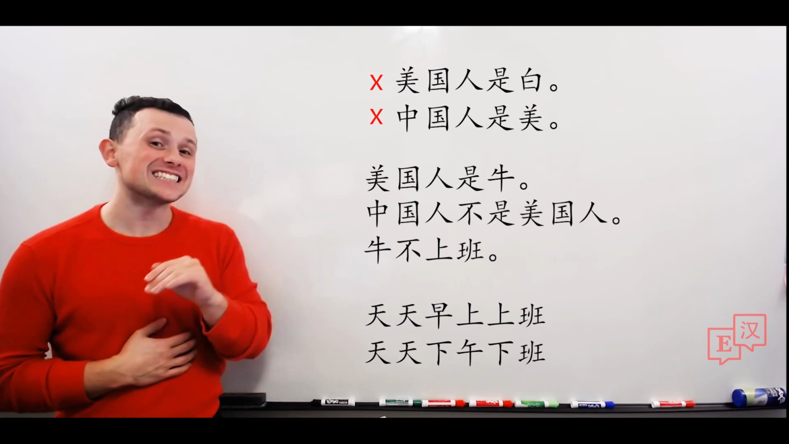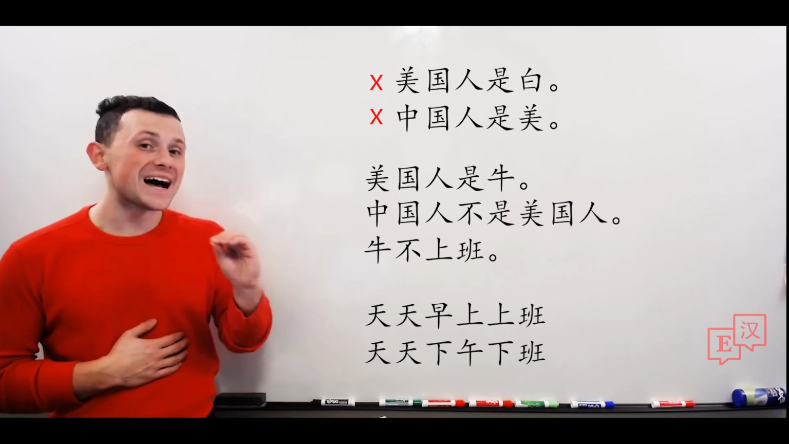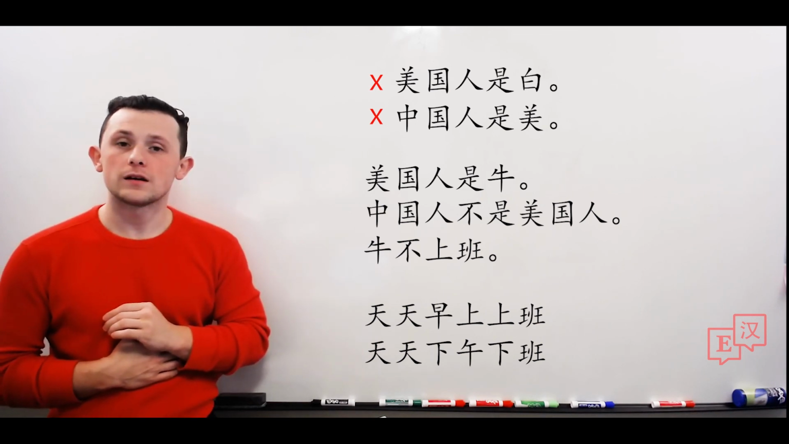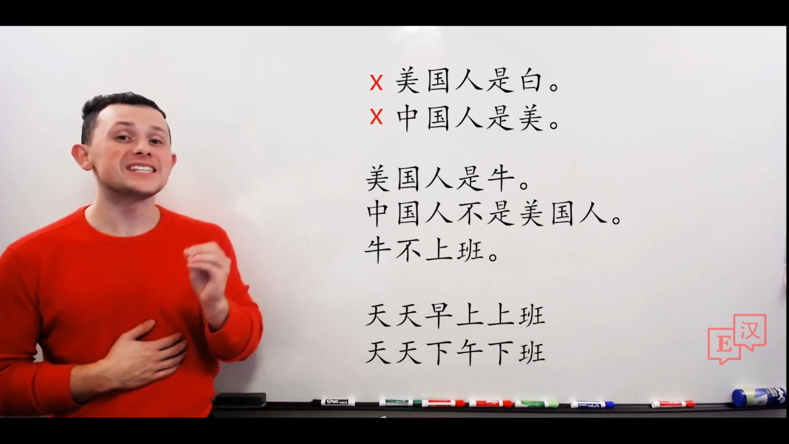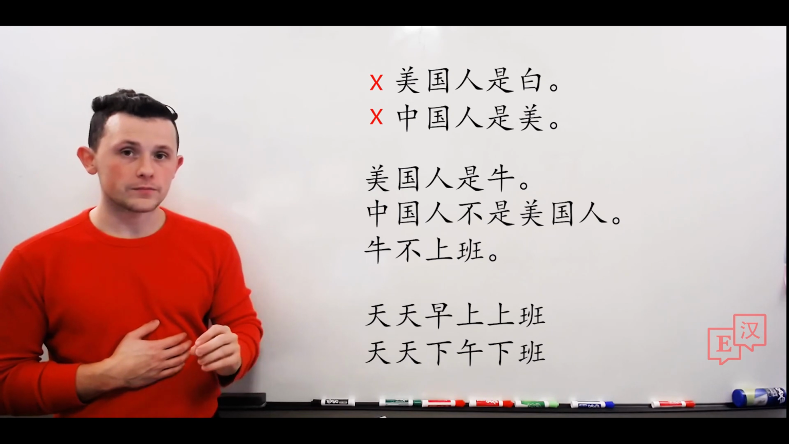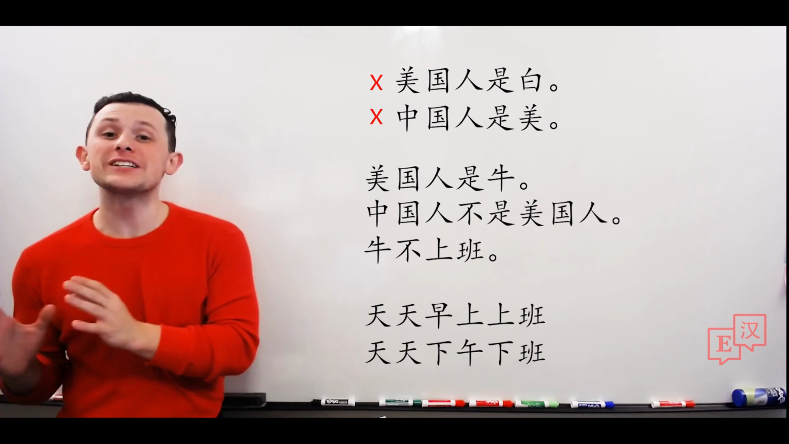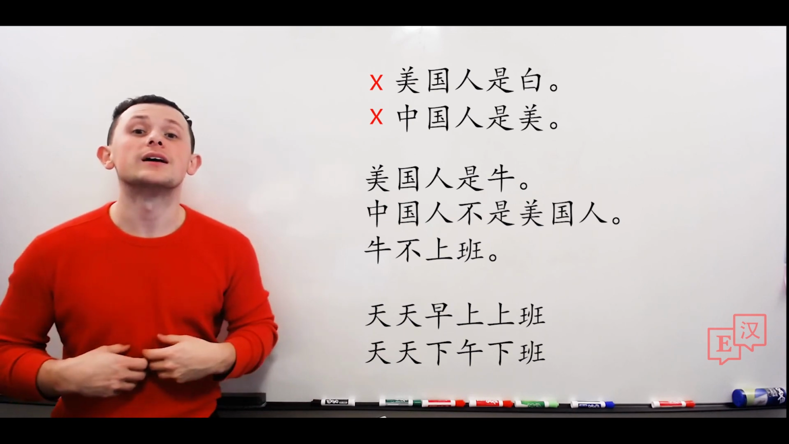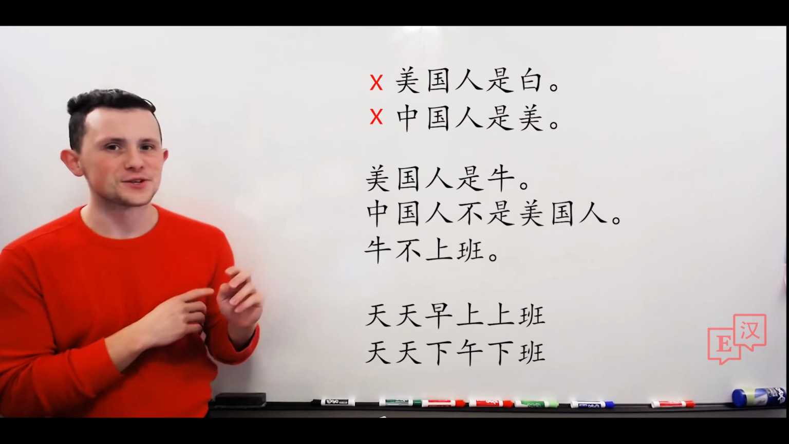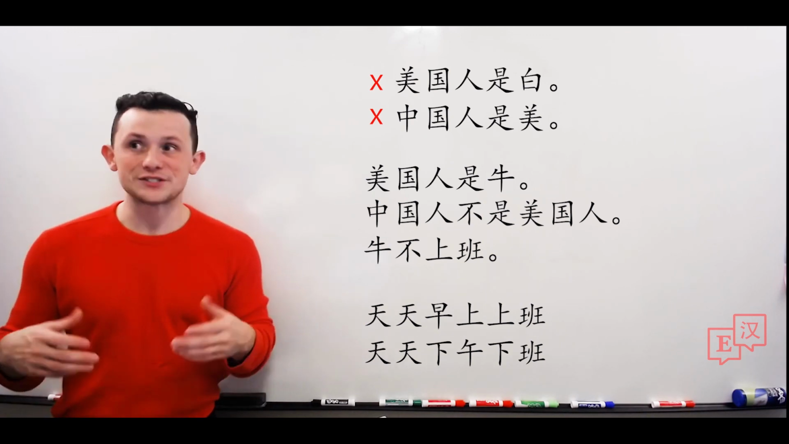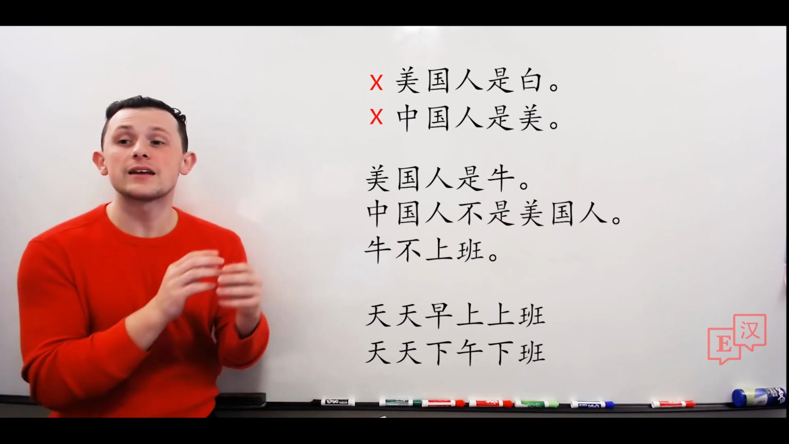One more example. 天天下午下班. Every afternoon or every day in the afternoon, get off work. Now, real quick note, neither of these are complete sentences. We're missing quite a few fundamental things, like a subject. However, they illustrate the point of time and then your event.